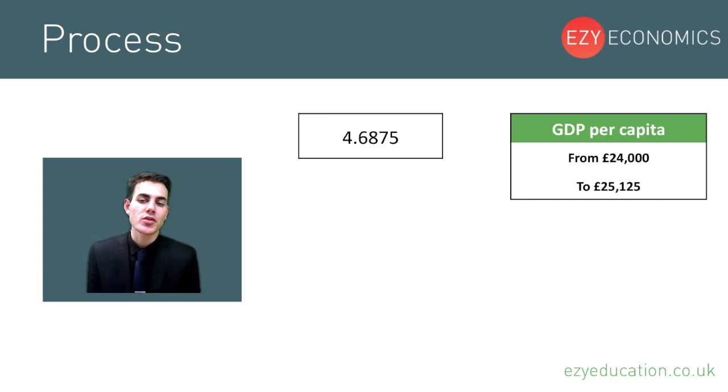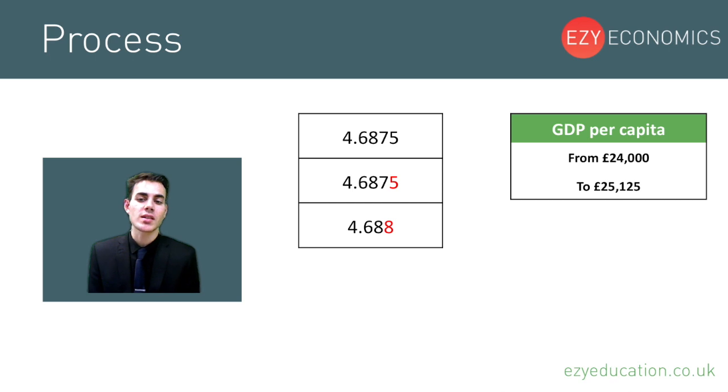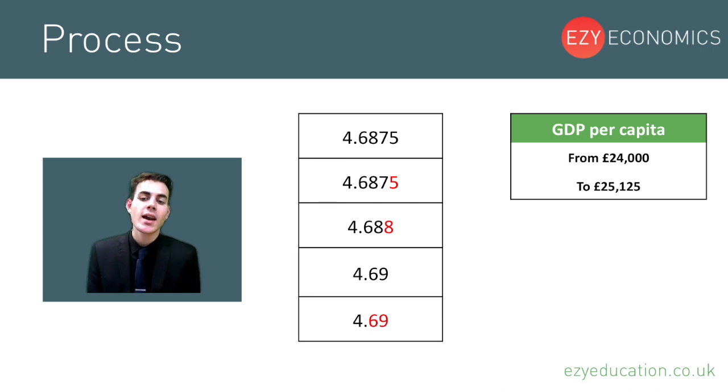So we have 4.6875. We'll start with the number furthest away, which is 5, and because that is technically a number that's 5 or above, we can round that up, which causes the next number to go to 8. And because 8 is above 5, we can round that up, and that causes the next number to go to 9. And obviously we now have 2 decimal places, so the answer is 4.69, and put into percentage form, that's 4.69%. So the correct answer is that GDP per capita has risen by 4.69%.